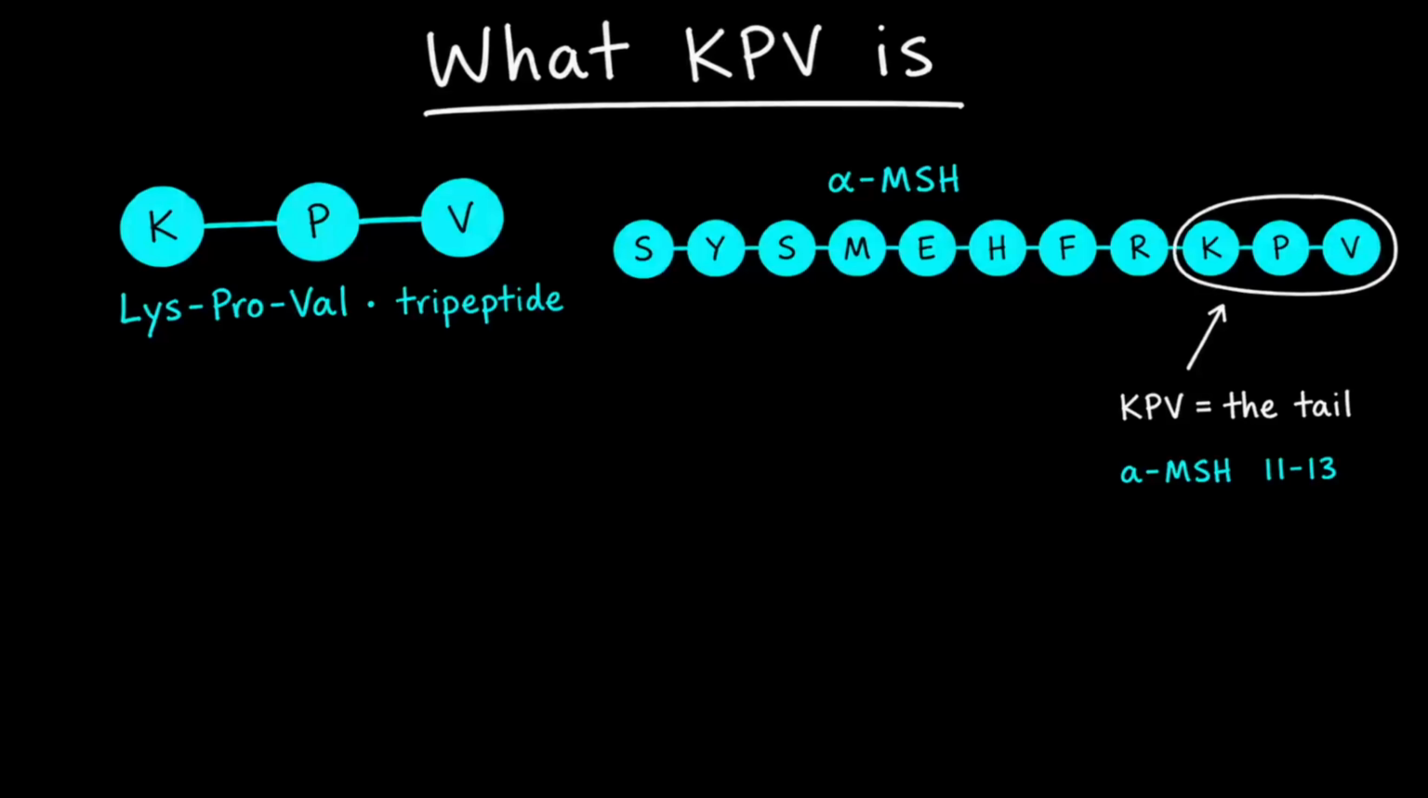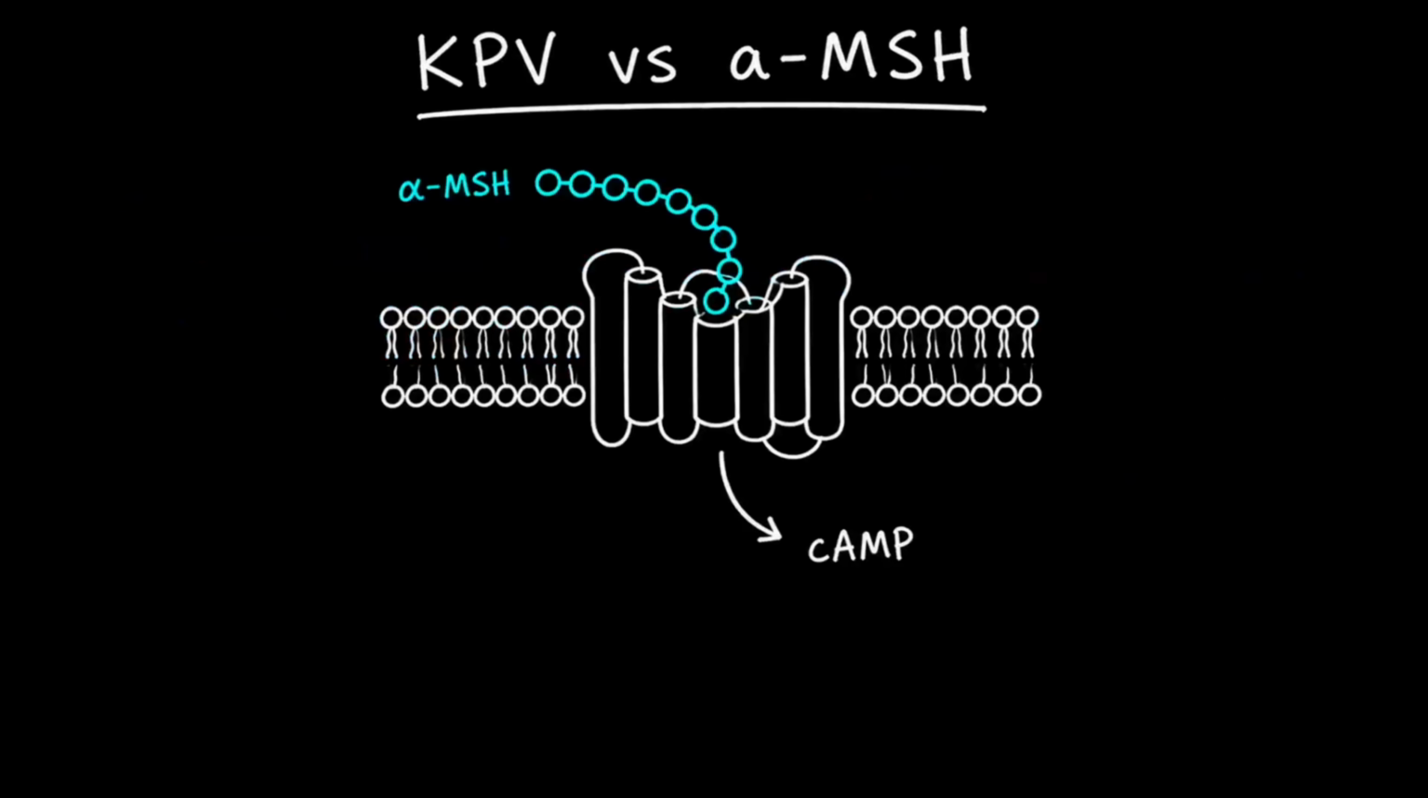So alpha-MSH is alpha-melanocyte stimulating hormone. KPV is its C-terminal 3 amino acid tail at this position 11 through 13. And this origin here is pretty important because alpha-MSH is part of the melanocortin system. And this system touches on things like pigmentation, inflammation, immune signaling, as well as tissue protection. So let's look at the differences between the two.